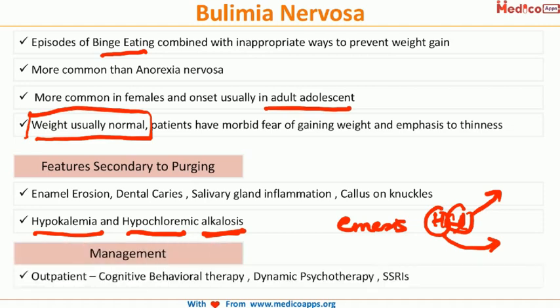Management is generally outpatient, because in these patients the nutritional status is relatively preserved, they have relatively normal weight, and these patients are not very secretive about their food habits. Cognitive behavior therapy is used, dynamic psychotherapy is used, and in some cases you may even have to give SSRIs based on how much morbidity there is because of the disease.